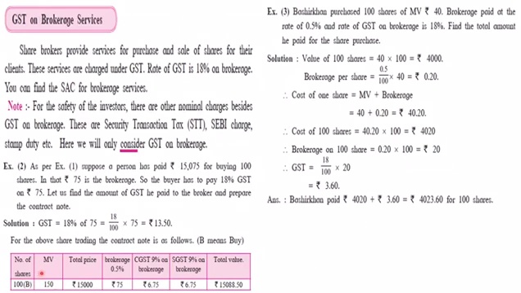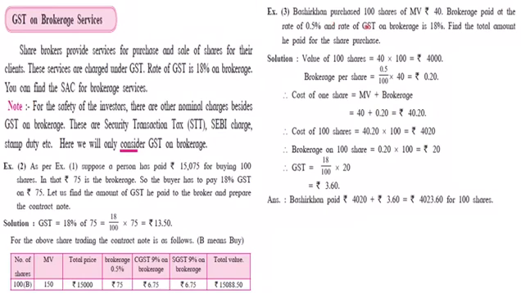For the above share trading, the contract note which is given here, B means for buying shares. Market value rupees 150, total price 15,000. Brokerage 0.5%, that is rupees 75. CGST 9%, SGST 9%. Total value you have to calculate.